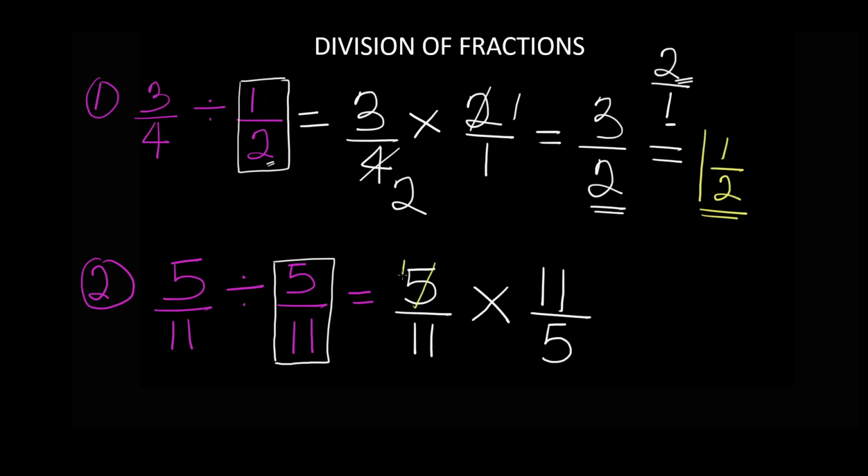5 can go in 5 one time. 5 in 5 is 1. 11 in 11 is 1. You realize that the answer is 1 times 1, that is 1/1. 1 times 1 is 1. And 1/1 is 1. That is your final answer. I hope you are getting this concept. Let us take a look at another example right here.